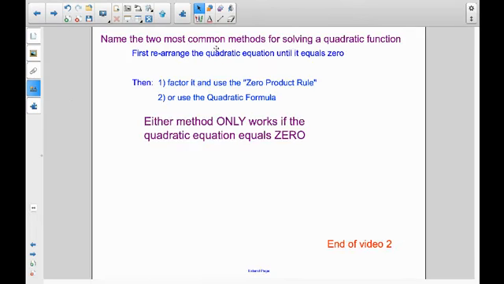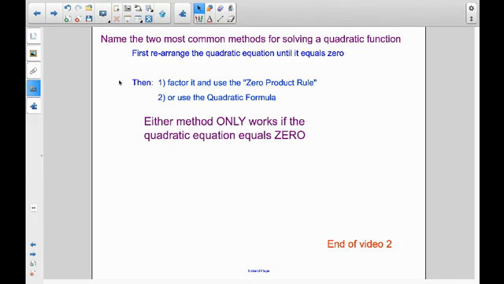Name the 2 most common methods for solving a quadratic equation. Well, first of all, you'd rearrange the quadratic equation till it equals 0. Then you can factor it and use the zero product rule, like we just showed you. Or as long as it equals 0, you can also use a quadratic formula. Do you remember what that is? x equals negative b plus or minus the square root of b squared minus 4ac all over 2a. We're not going to use that today. See if you can write it out.